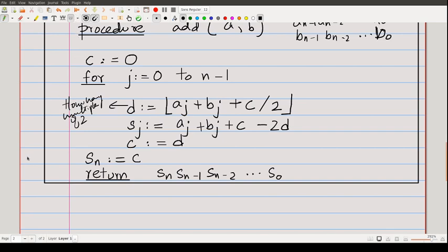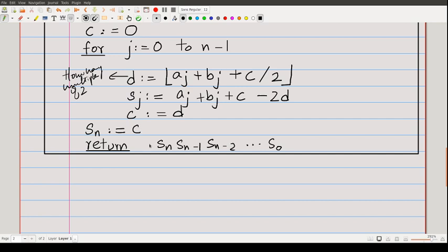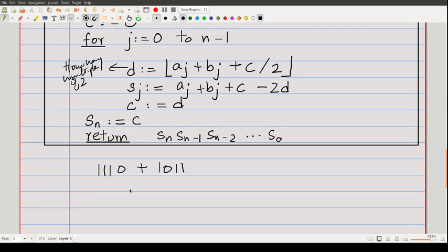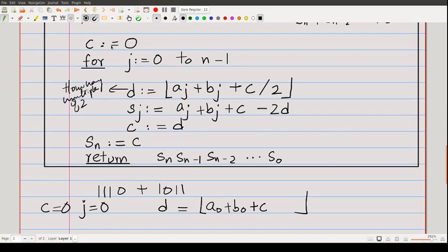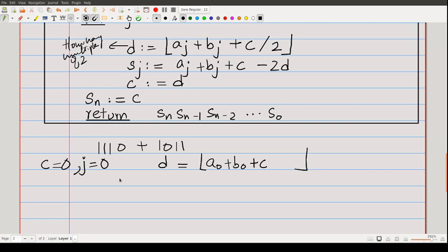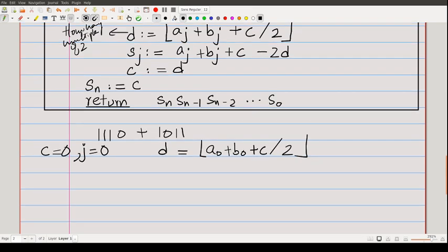All right, let's follow this addition algorithm. Let's try to do 1 0 1 1 again. So 1 1 1 0 and 1 0 1 1 using this procedure. And I'll just do the first step for you, and you can follow it on your own. So first we have j equals 0. And so what we need to do is find d to be the floor of (a_j plus b_0 plus c) divided by 2. c we've set to 0 at the start of the algorithm.